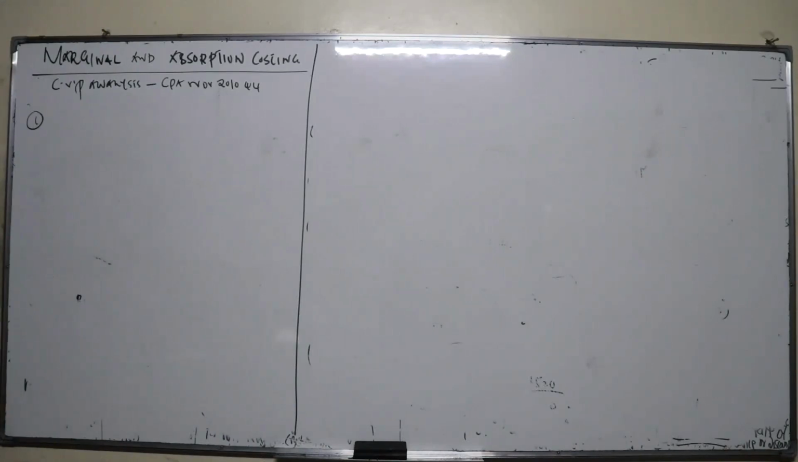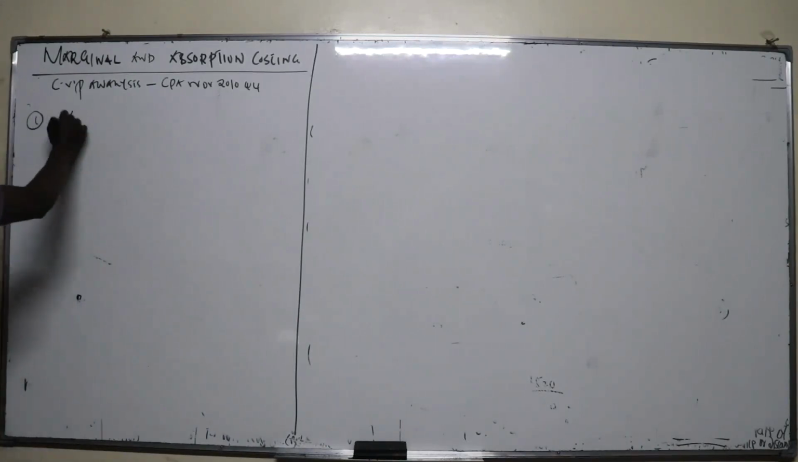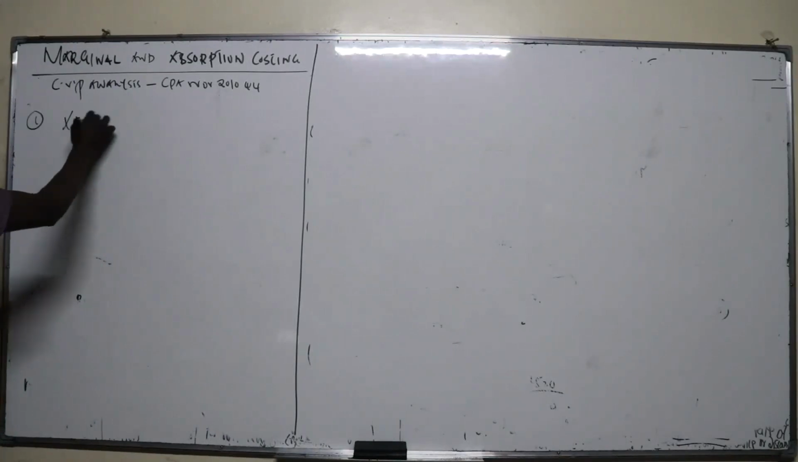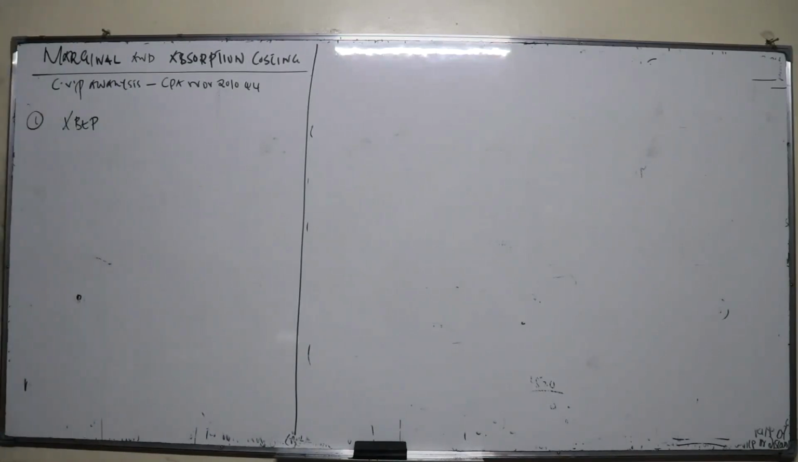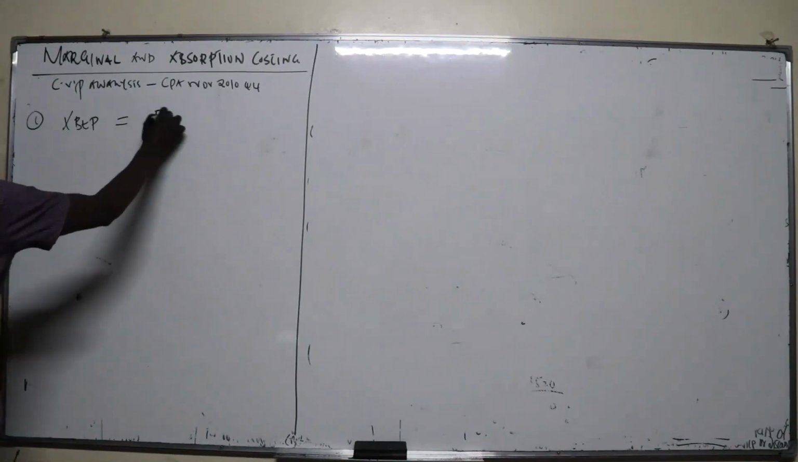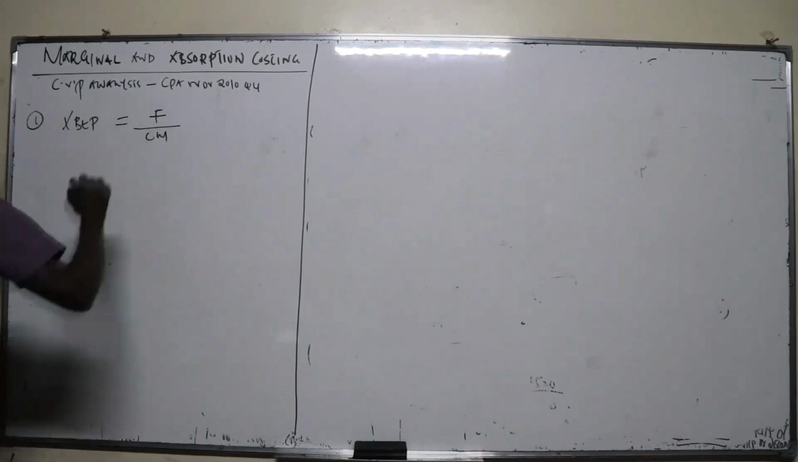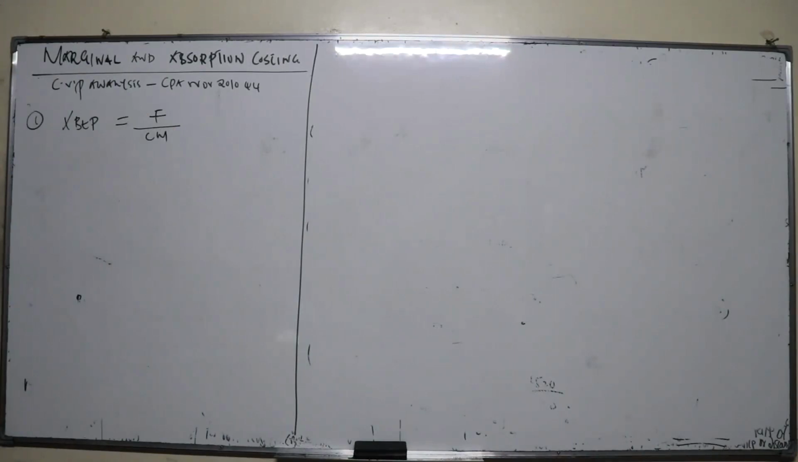Number 1, the question wants us to determine the break-even in units, XBP. So the first thing is you write the formula for the requirement. XBP is F over CM, where CM is the contribution margin. Once you've written the formula, you identify those variables in the question, whether you have them.